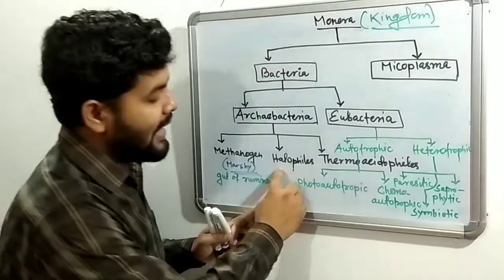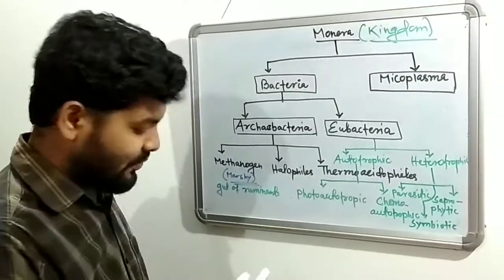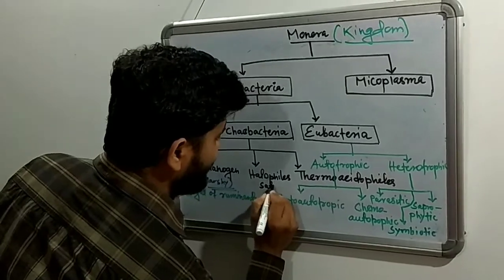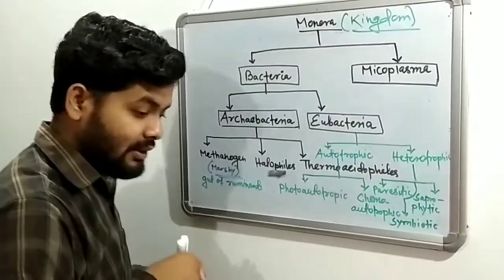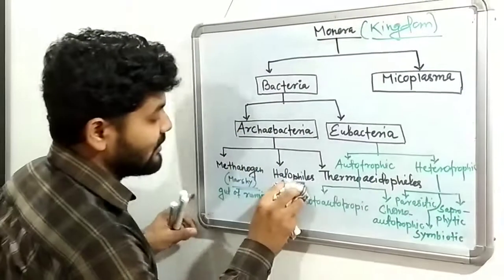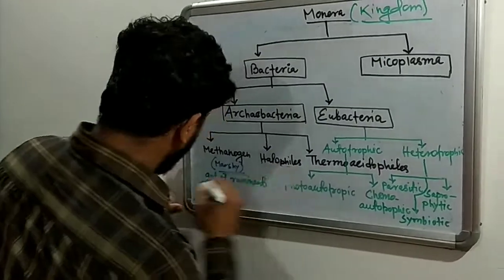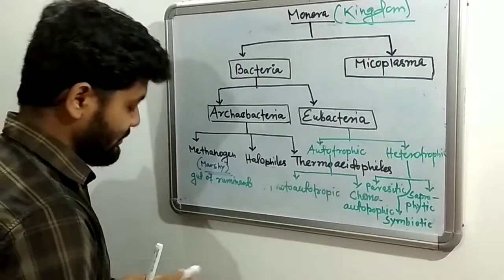Now let's talk about halophiles. Halophiles are found in extremely salty areas, like salt lakes, like seas, like oceans. Salty area, extremely salty area.